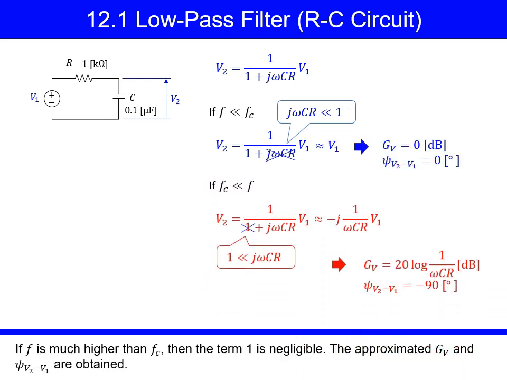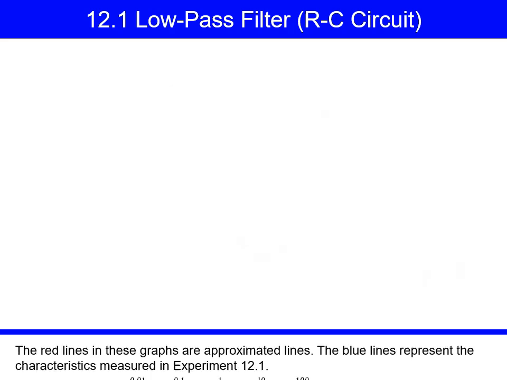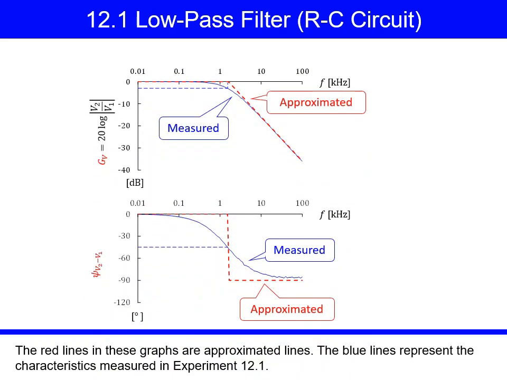If F is much higher than Fc, then the term 1 is negligible. The approximated GV and psi V2 to V1 are obtained. The red lines in these graphs are approximated lines. The blue lines represent the characteristics measured in experiment 12.1.